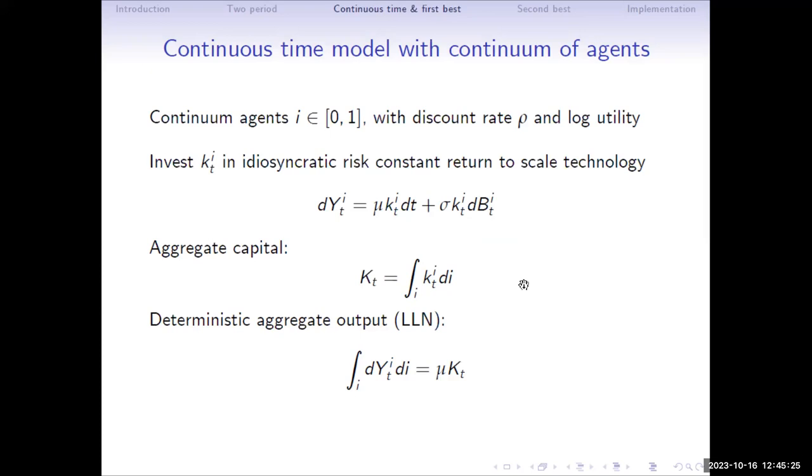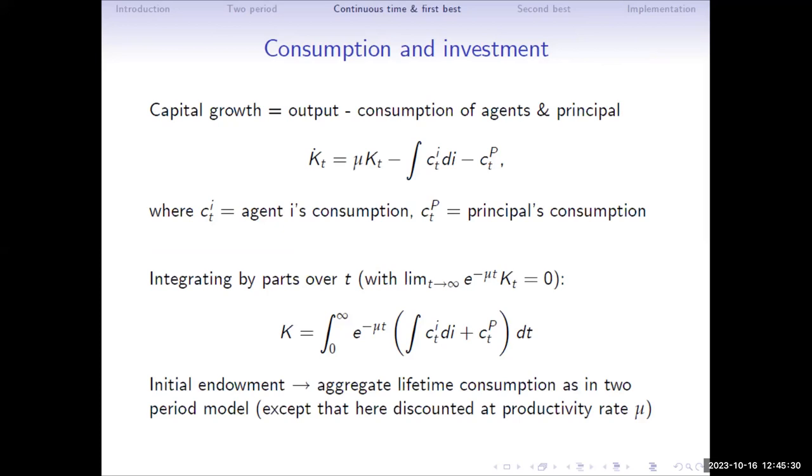Now, okay, so what do you do in this economy? You have your capital K, that's the aggregate capital in the economy. And what is the flow of output between t and t plus dt? Well, that's mu, which is the average profitability of the risky asset, times K, which is the total aggregate amount invested, multiplied by dt to have the flow within one period. So that's how much wealth is produced, GDP if you want, as production per period. And then from that production, you subtract your consumption, which is the integral over all the agents of the c_i, the agents' consumption, minus c_P, which is the consumption of the principal.